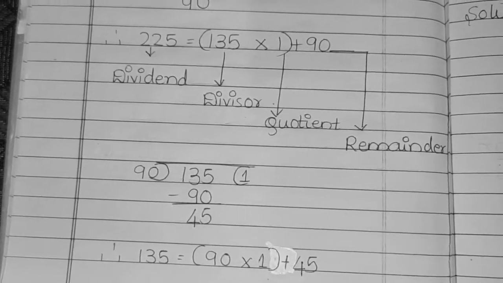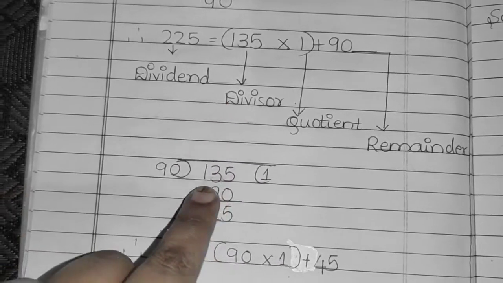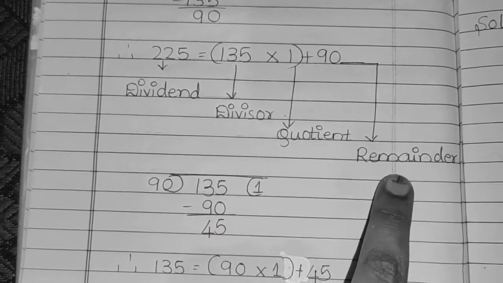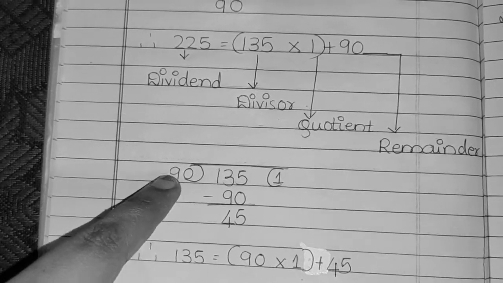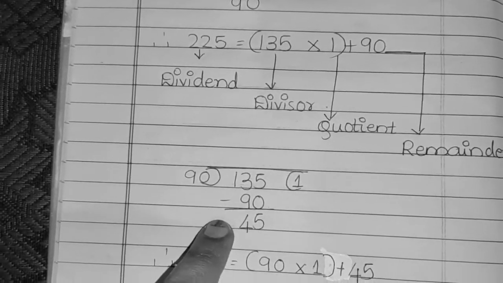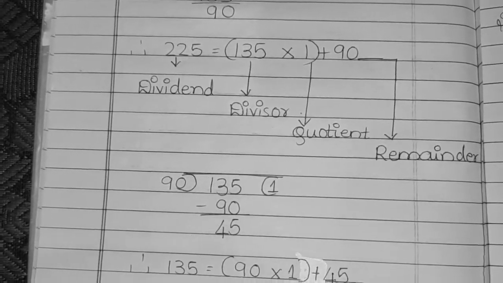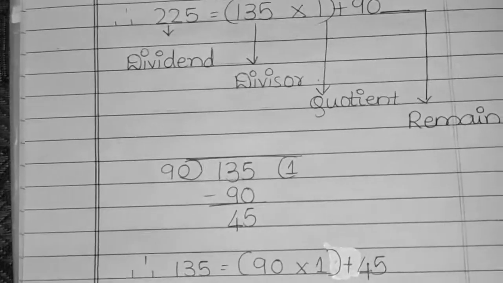So the next part is we have to take the divisor again, and the remainder, that is 90. We will again keep it down. So 90 ones are 90. Deduct 135 from 90, you will get 45.